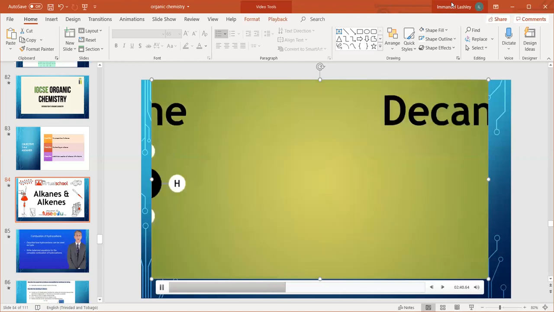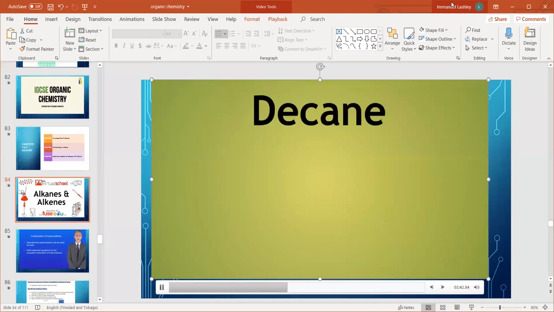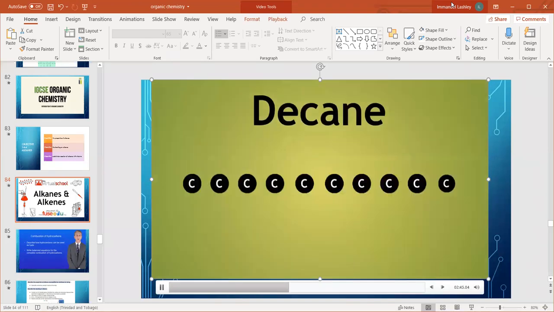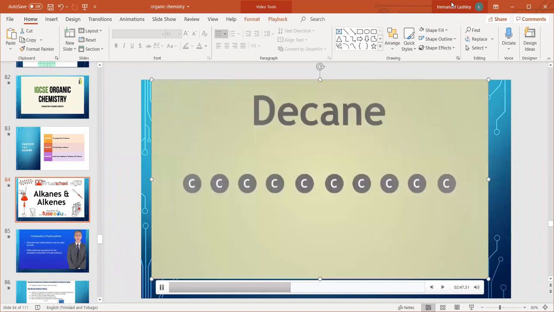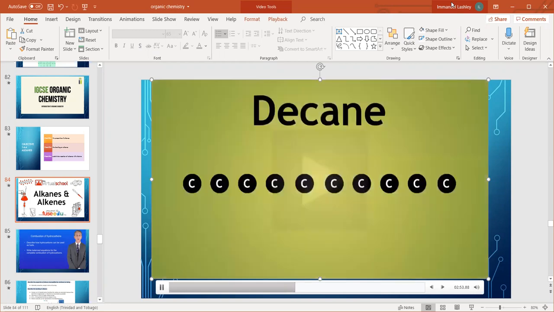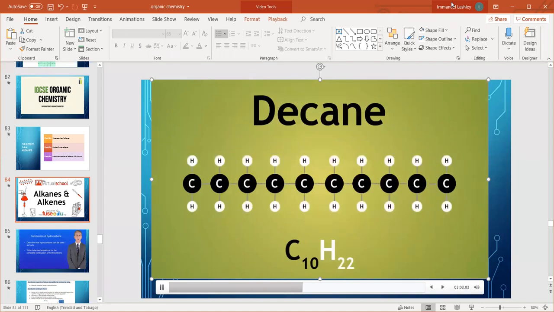For example, decane, an alkane with 10 carbons. Pause the video now and use the general formula to work out the structure of decane. You should have got the answer C10H22, where n equals 10 for the 10 carbons, therefore 10 multiplied by 2 equals 20, plus 2 equals 22, 22 hydrogens. Let us look now at the homologous series of the alkenes.